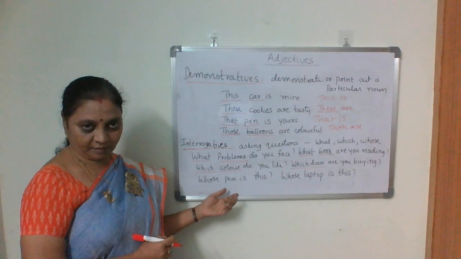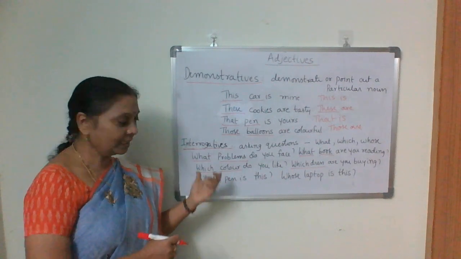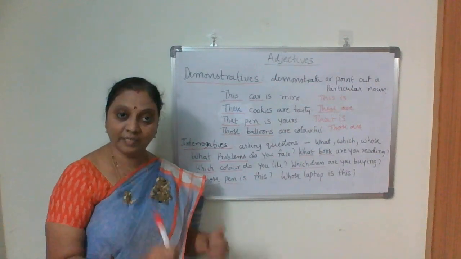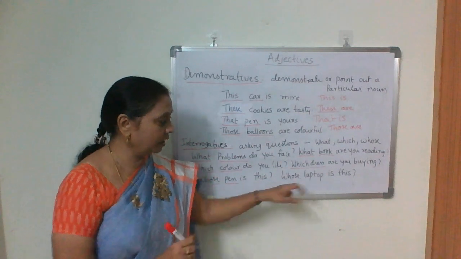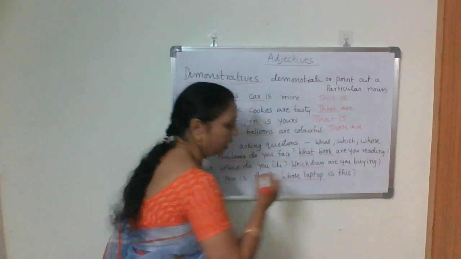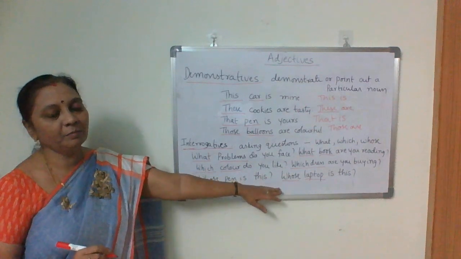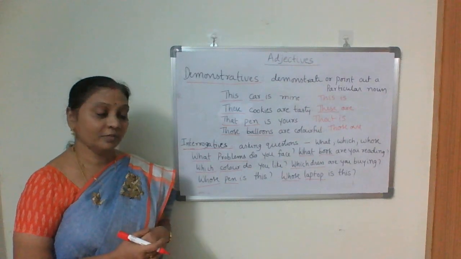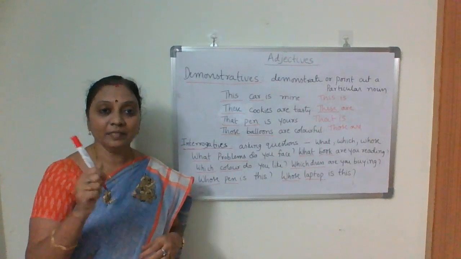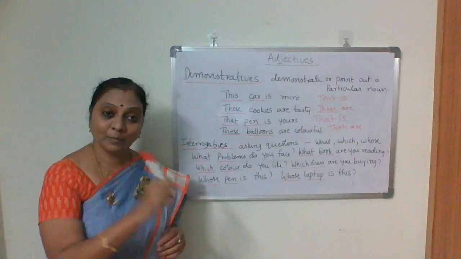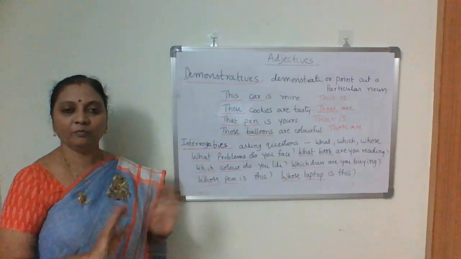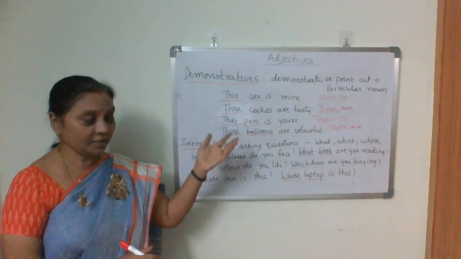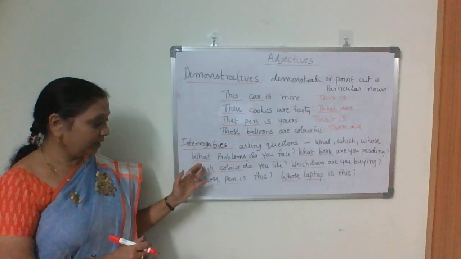Whose pen is this? Whose pen? Immediately pen, a noun. Whose laptop is this? Okay, laptop is a noun and whose we are asking. So whose is followed by a noun. So these are interrogative adjectives. Similarly, interrogative pronouns: whose is this pen? Whose is this laptop? Whose is this? No follow-up words, isn't it? That is the difference. So now the possessives, demonstratives, and interrogatives are clear.